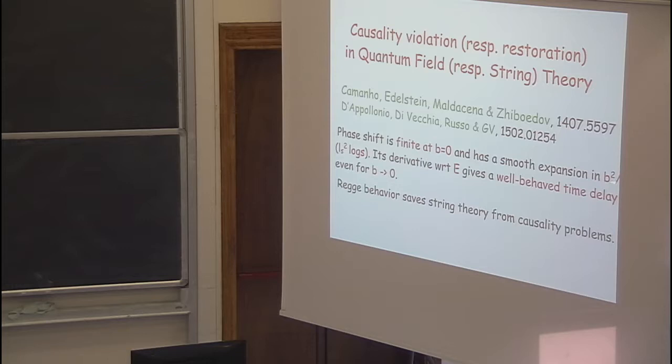This is a single formula in B squared divided by L string squared times a log S, and this log S, which comes from Regge, saves the situation. You don't ever get any problem with a causal time delay.